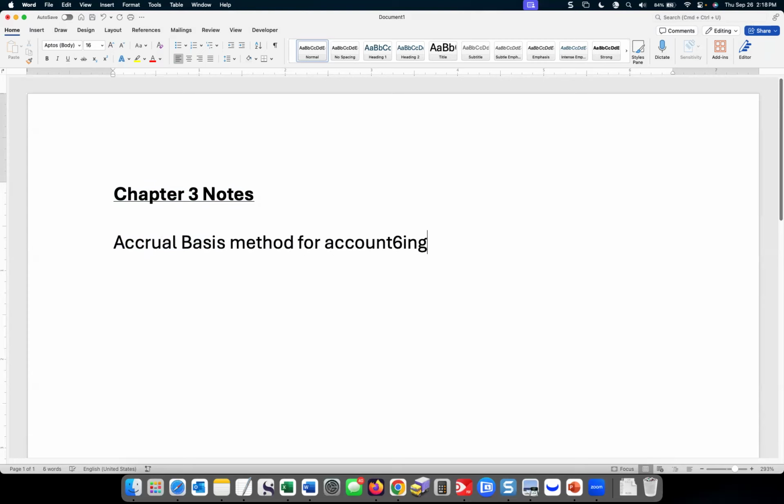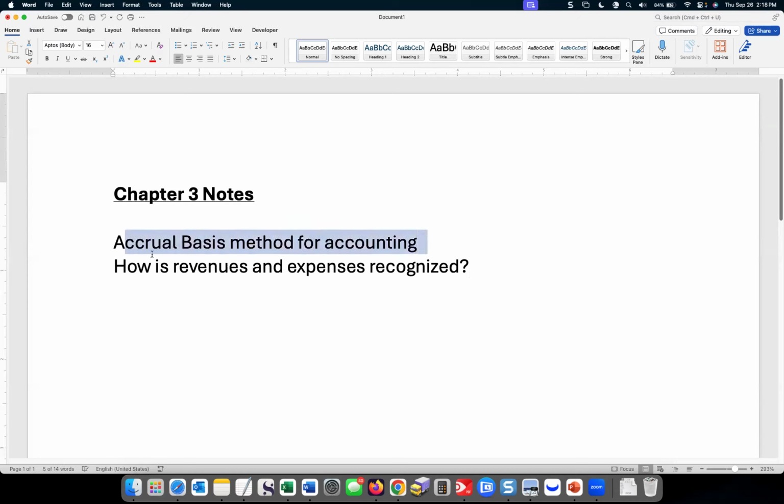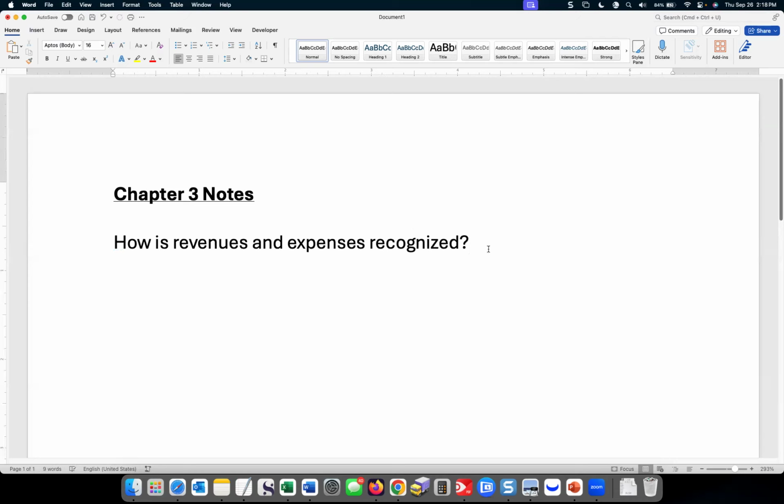We'll call it accrual basis method for accounting, okay? So for any of these situations, we have to know how revenues and expenses are recognized. That's the burning question. So under the accrual basis method, and actually I'm going to take that and cut that out of there, two of these methods answer that question in different ways.